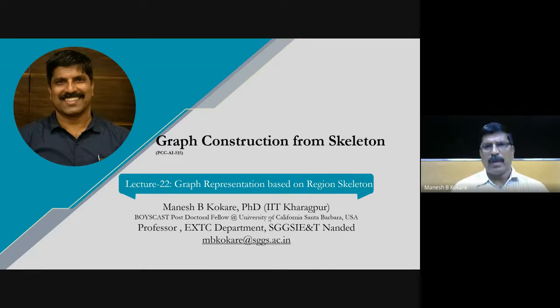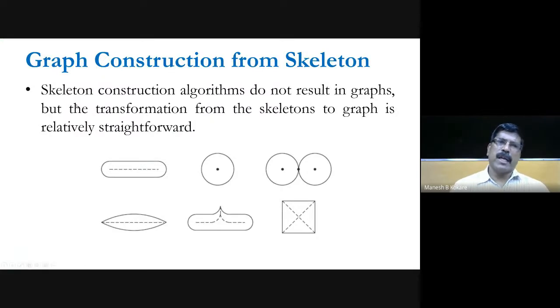So you know that in the last lecture we talked about how to develop the skeleton. This is the skeleton of this object. For this circular shape, this dot is the only skeleton, and if there are two circles adjacent, then there will be 3 dots, and if this is the kind of shape, then this will be the skeleton of the object. This is also a skeleton of this object, and for a square the skeleton will be like this.